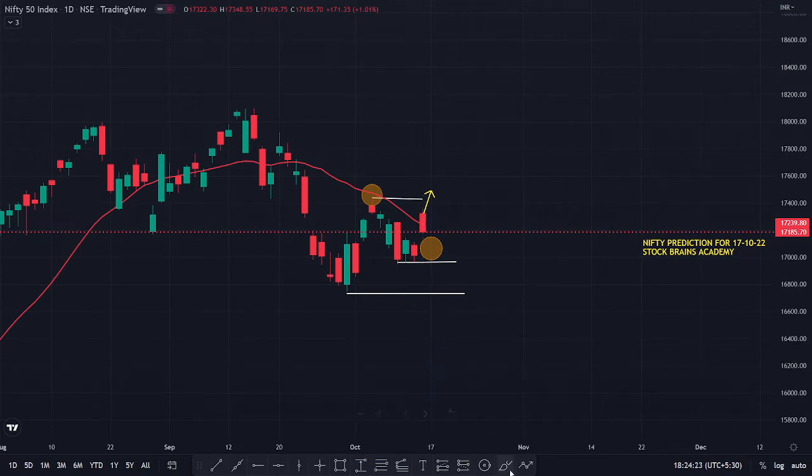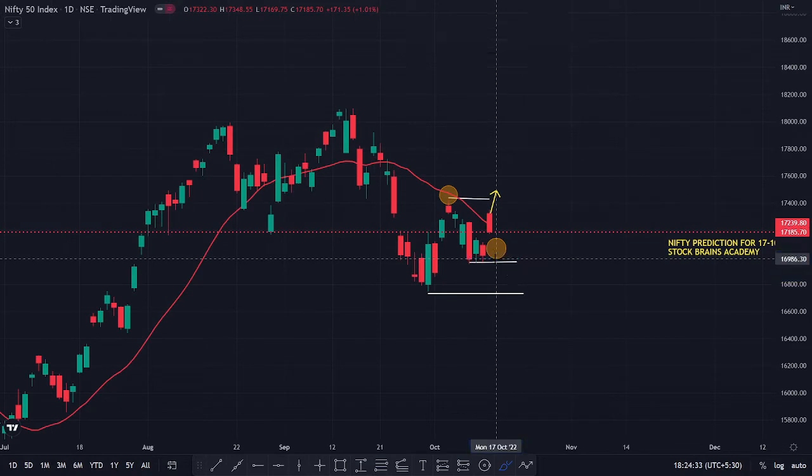Now, what can happen is that Nifty, on the daily chart, will have a nice push to the downside and then a push up again, and Nifty will eventually, sorry for this.